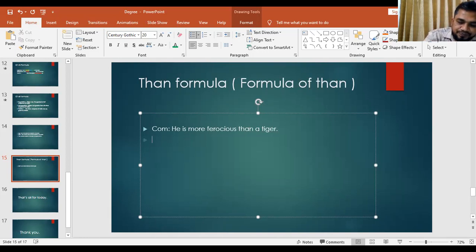If you are asked to turn this sentence into positive, what will you do? Remember, he is more ferocious than a tiger. This is affirmative, so positive will be negative. Firstly, you write: a tiger is not as ferocious as he. And it is not possible to turn this comparative degree into superlative degree. Only comparative and positive. In the than formula: he is more ferocious than a tiger; a tiger is not as ferocious as he.